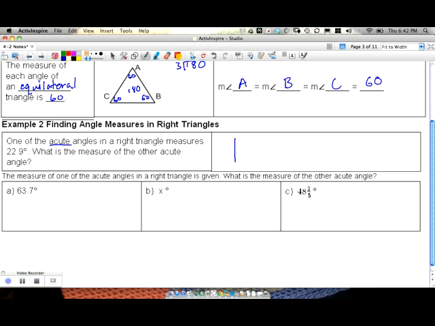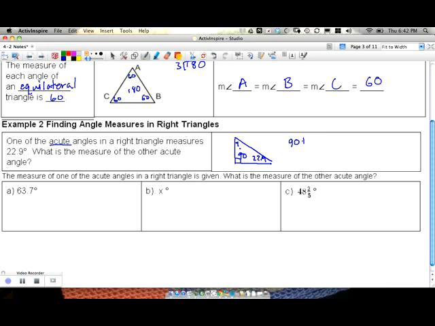One of them is 22.9 degrees. What is the measure of the other acute angle? Well, it's a right triangle. I know this is 90. That's 22.9, and then I don't know what the third one is. Well, let's solve for it. We have 90 plus 22.9 plus that third one equals 180.